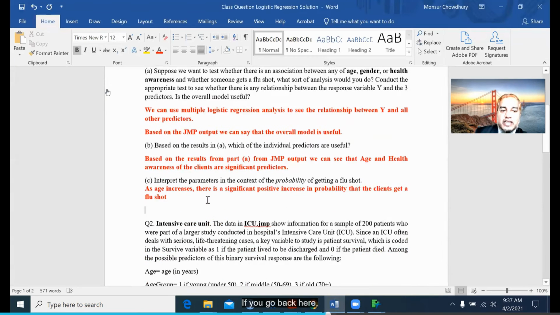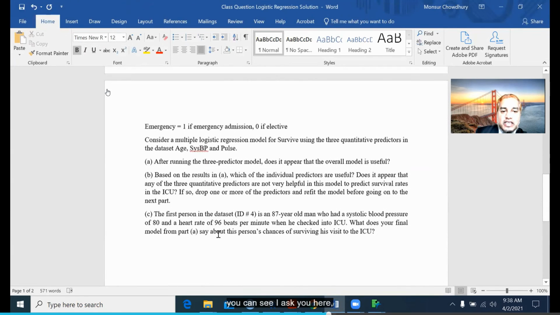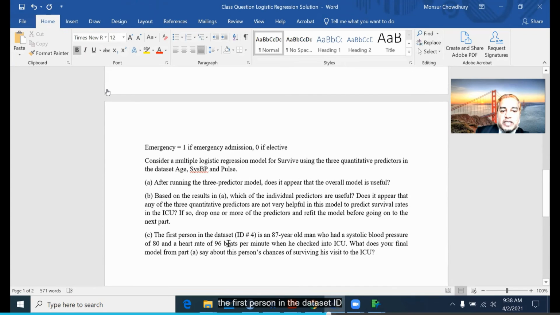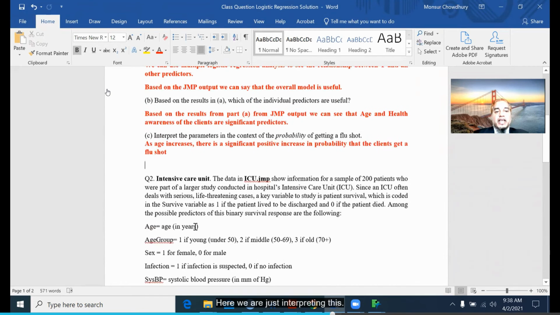If you go back here, you can see I ask you here: the first person in the data set, ID is 81, who has a systolic blood pressure of this, what does your final model say about the chances of surviving his visit to the ICU? Here we are going to calculate this. So I put in another example of how to calculate this probability. Okay. So here we are just interpreting this. Keep in mind the interpretation is very important.